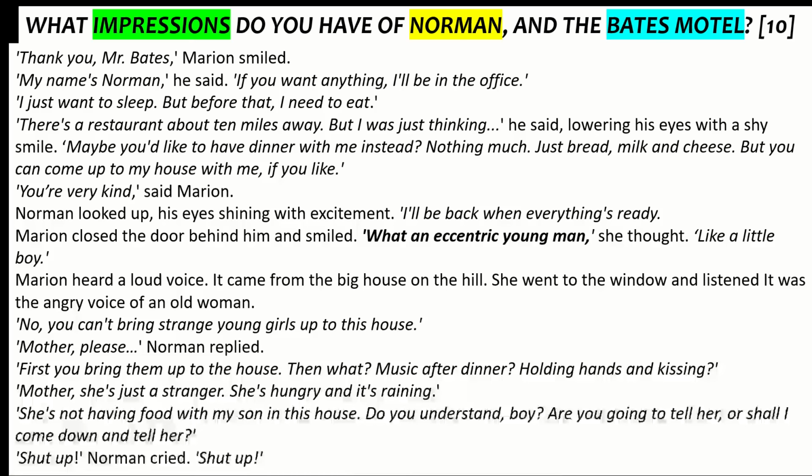Marion heard a loud voice. It came from the big house on the hill. She went to the window and listened. It was the angry voice of an old woman. "No, you can't bring strange young girls up here to this house." "Mother, please," Norman replied. "First you bring her up to the house, then what? Music after dinner? Holding hands and kissing?" "Mother, she's just a stranger. She's hungry and it's raining." "She's not having food with my son in this house. Do you understand, boy? Are you going to tell her, or shall I come down and tell her?" "Shut up," Norman cried. "Shut up."